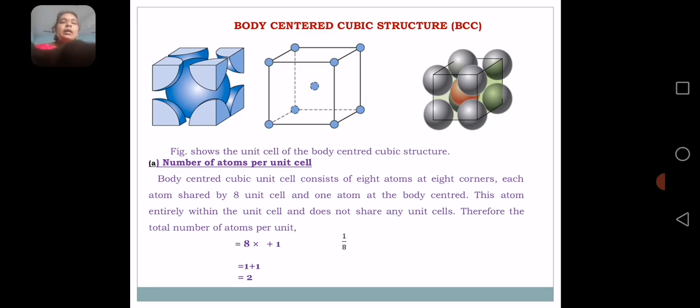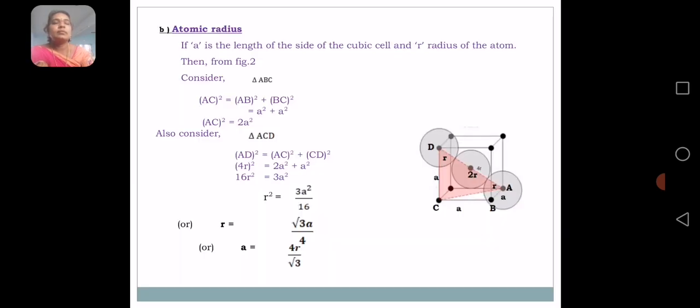Next we learn about atomic radius. Here we consider the diagonal diagram. The center atom is the body centered atom, and the others are the corner atoms. We consider the diagonal part, that is A and then D. Here we find two triangular parts, one is ABC, another one is ACD. If we consider A as the length of the cube edge of the unit cell and R as the radius of the atom, consider the first triangle ABC.